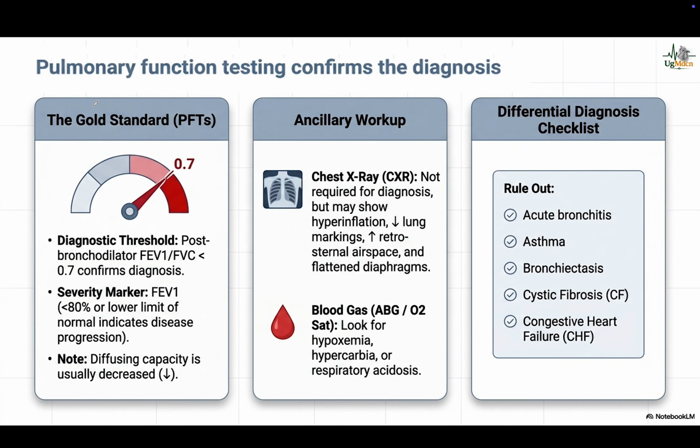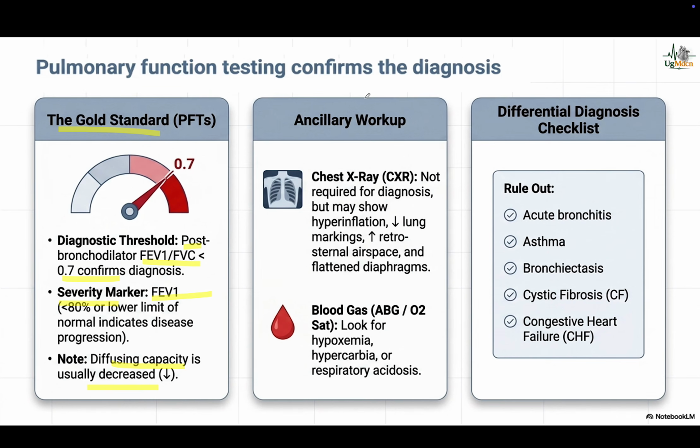The gold standard for diagnosis is spirometry. A post-bronchodilator FEV1/FVC ratio of less than 0.7 is the diagnostic threshold and confirms the diagnosis. FEV1 percentage is the severity marker and is used to stage severity. And of note, the diffusing capacity is usually decreased.